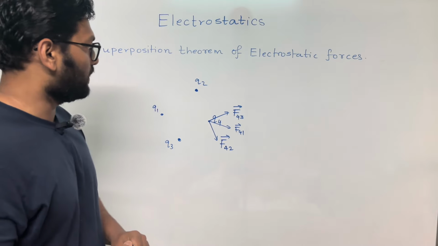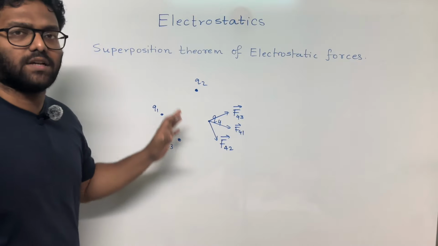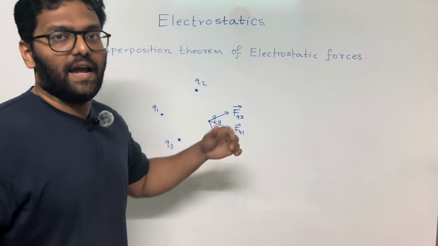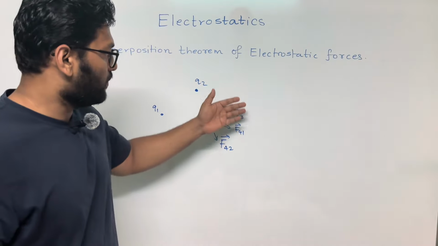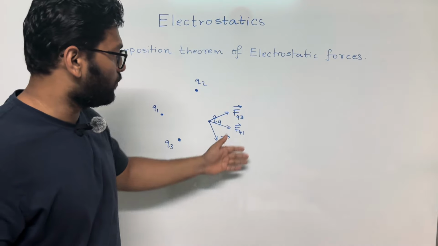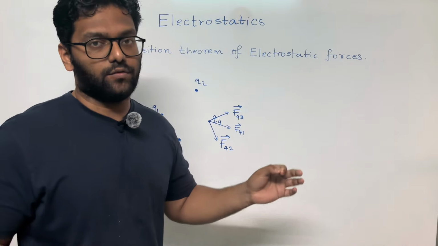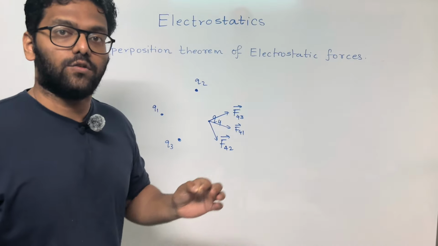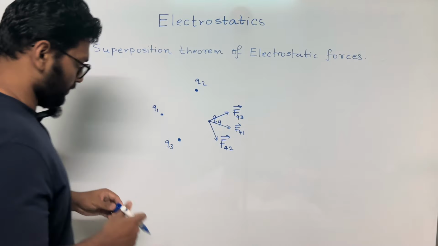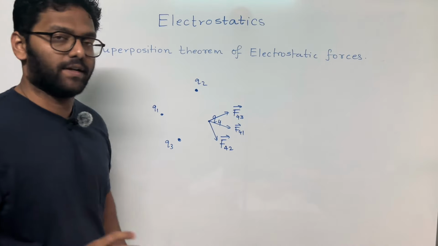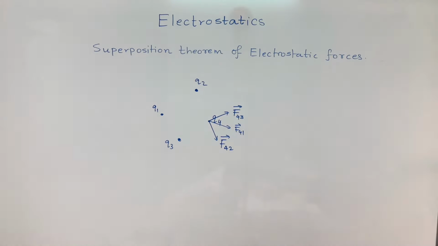So it doesn't matter what other charges are applying forces. The force due to that charge you find out and add it, and if you add all of the forces, then you will get the net force acting on that charge, the total force. Okay, so now let's write this in a proper vector form, like given in a textbook. Let's do that.